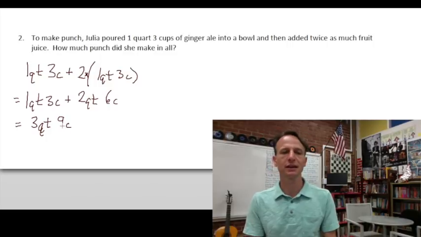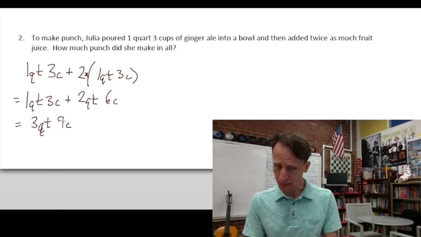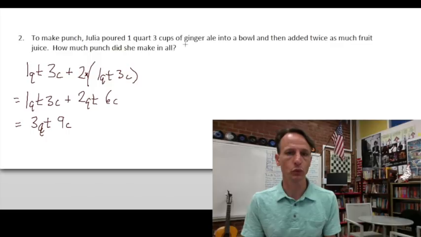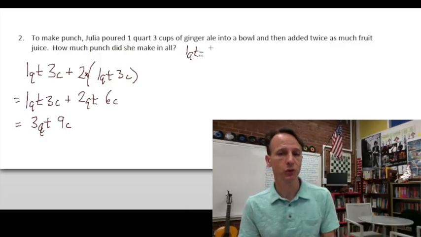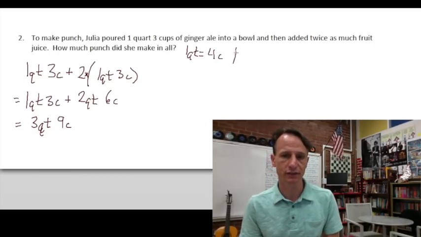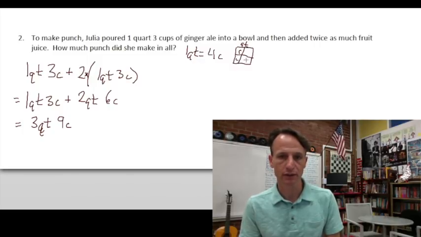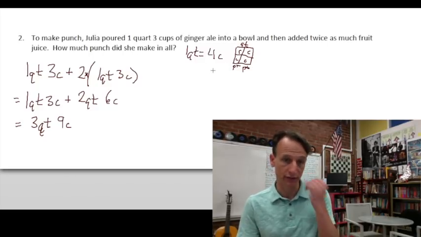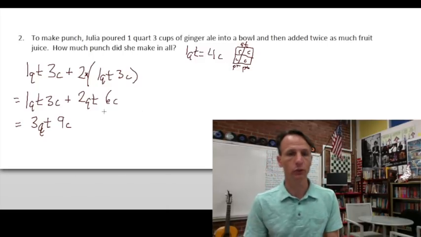So we have to deal with the 9 cups and say, okay, well, there are 2 cups in a pint, and there are 2 pints in a quart. So therefore, 1 quart equals 4 cups. And just so we can see it, if this is a quart, okay, there's the 2 pints, and there's the 4 cups. So cup, cup, cup, cup, and each of these are pints, right? Very hasty diagram there, but I want you to be able to visualize it. So there are 4 cups there.